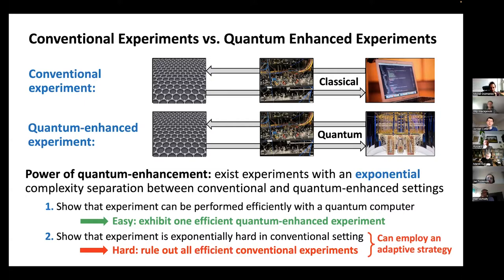Now, this is particularly difficult because conventional experiments can employ adaptive strategies. That is, they can leverage experiments that we've performed in the past to inform the measurements that we perform in the future. And it's very difficult at a technical level to rule out that this doesn't help you in some way. So a lot of the technical meat of what I've developed over the last few years with my collaborators is how to do this second part, namely how to rule out that conventional experiments can perform certain kinds of tasks efficiently. And I will describe in some detail how this works.